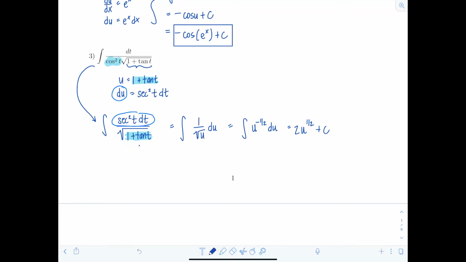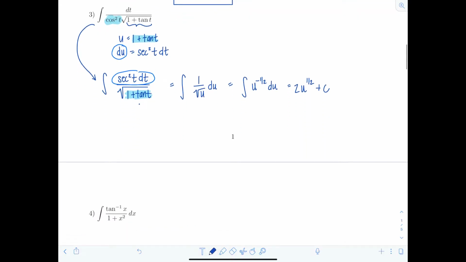And then let's rewrite everything in terms of the original variable. So I have 2, let's switch to radicals, why not? Rad 1 plus tangent of t plus c. All right, how are we doing?